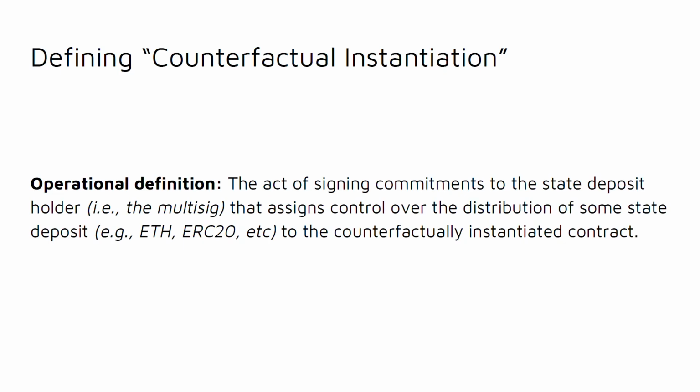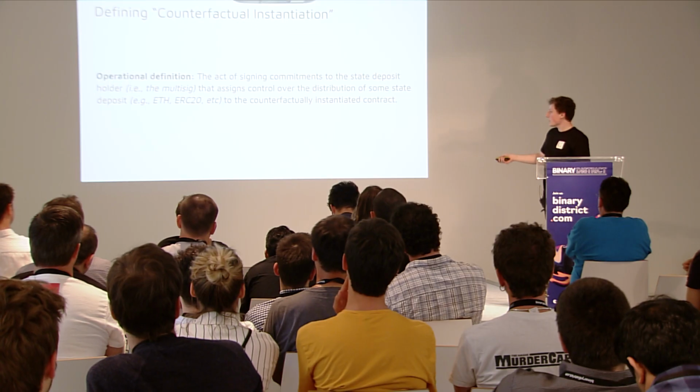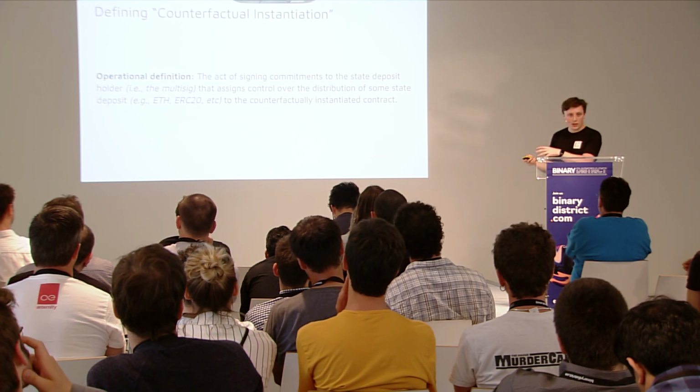More operationally, this is the act of signing commitments to that multi-signature wallet that make a function call to a conditional payment operator that define the logic of counterfactual objects, those contracts that aren't on chain yet. That is actually instantiating a contract, bounding yourself and your counterparty, or counterparties if it's n-party, to a particular object that doesn't exist yet.